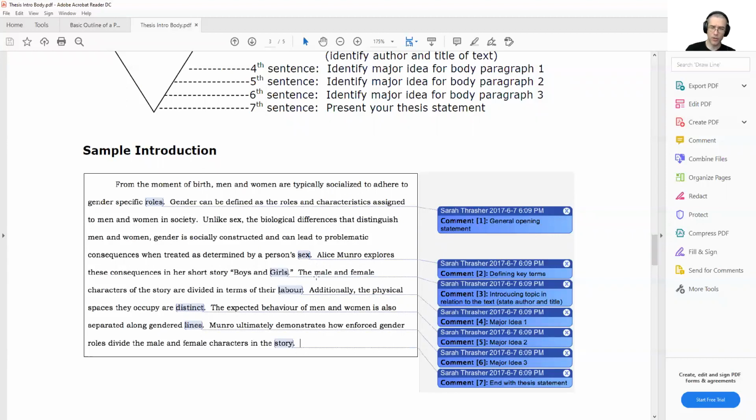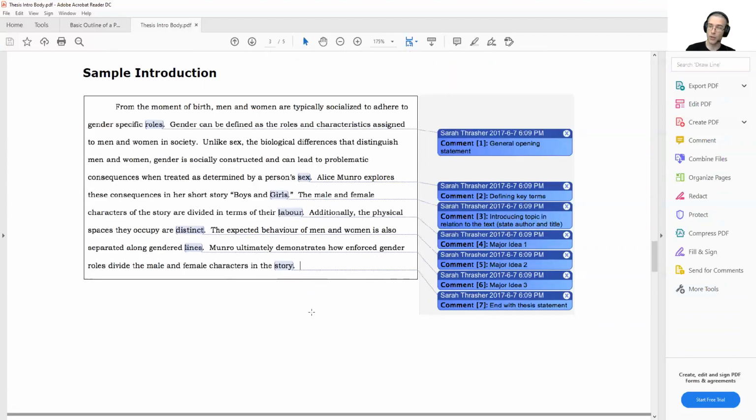The male and female characters of the story, here's my first main idea, where I begin to discuss a supporting point that's going to help build into and support my thesis. The male and female characters in the story are divided in terms of their labor. Additionally, the physical spaces they occupy are distinct. And third main idea, the expected behavior of men and women is also segregated along gender lines. Then the thesis that's going to be supported by the exploration of these three main ideas. Munro ultimately demonstrates how enforced gender roles divide the male and female characters in the story.